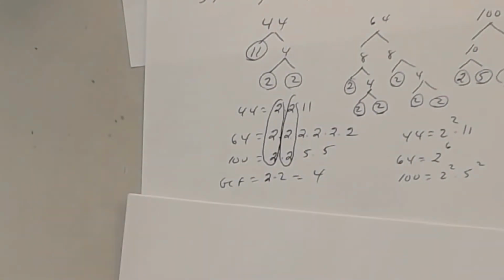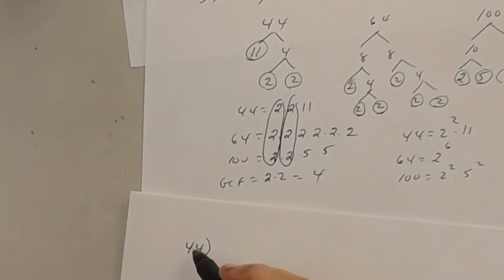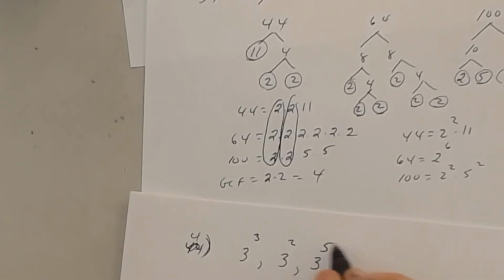All right, number 4, suppose I had this. Suppose I had, now listen carefully to this. Number 4. Suppose I had 3 cubed, 3 squared, 3 to the 5th.